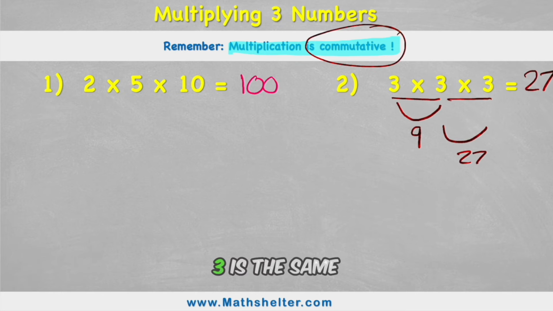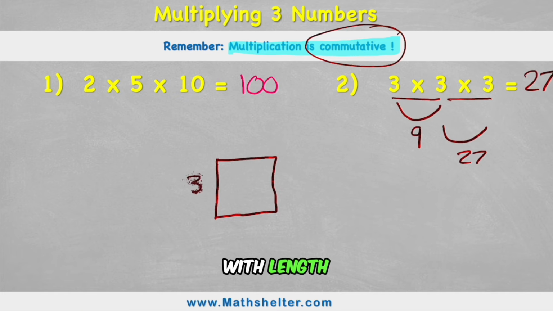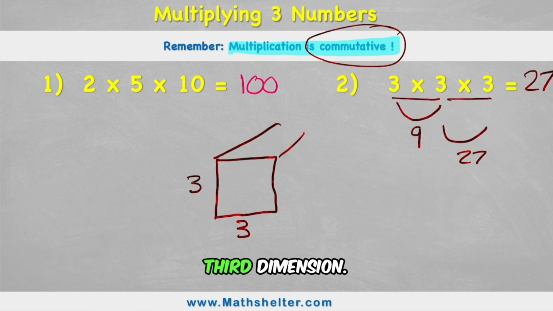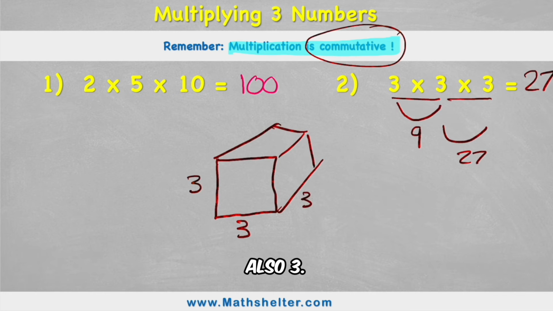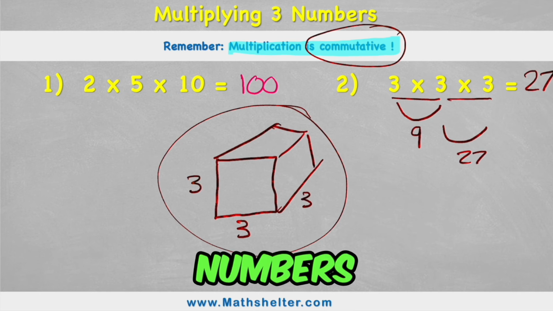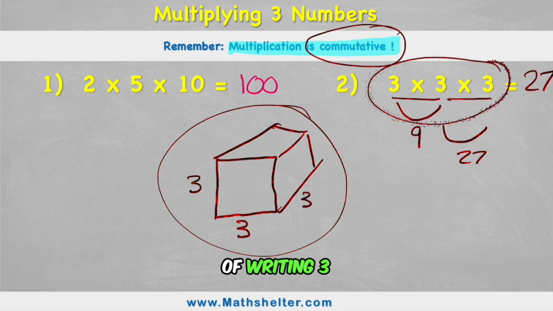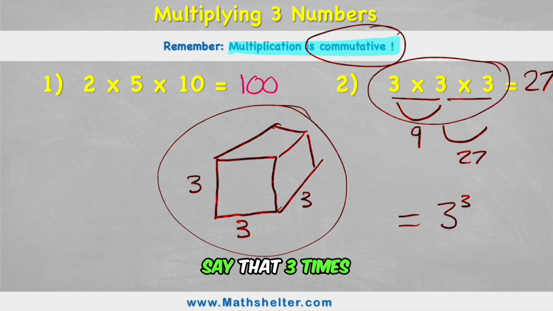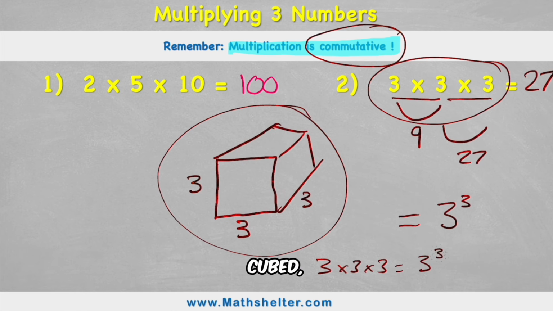3 times 3 times 3 is the same as saying we have a square with length and width of 3 each, but then we also have the third dimension, the depth is also 3. So what this means is we've made a perfect cube because all the numbers are the same. So another way of writing 3 times 3 times 3 would be to simply write 3 cubed. So we could say that 3 times 3 times 3 equals 3 cubed, which also equals 27.